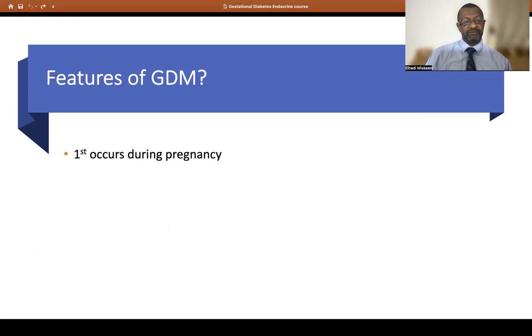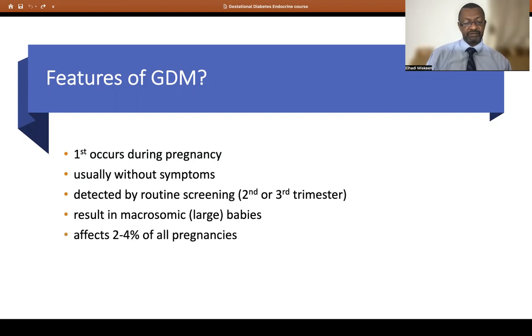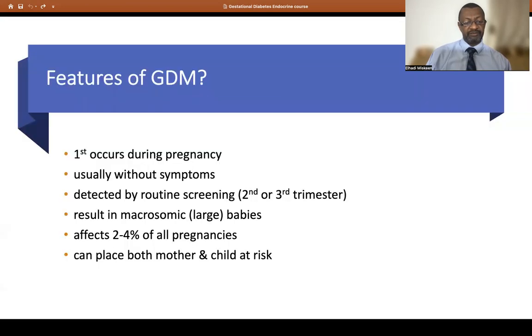So, the common features of GDM are that it first occurs during pregnancy, is usually without symptoms, is detected by routine screening in the second or third trimester, and results in a macrosomic or large baby. It affects about 2 to 4% of all pregnancies and can place both mothers and child at risk.